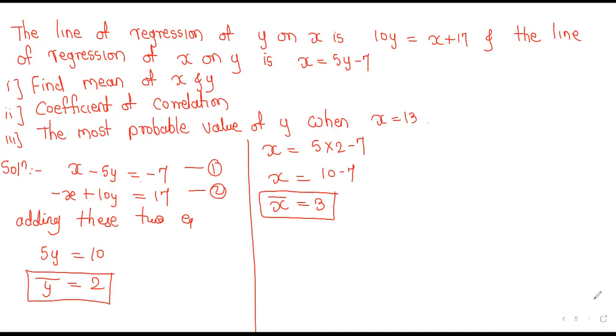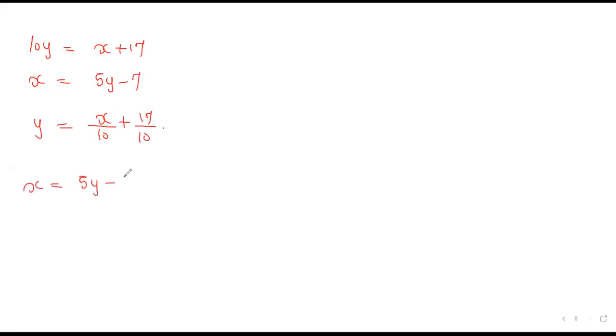सो byx इथे काय येणार आहे, नेक्स्ट पेज वरती घेऊ आपण. सो फर्स्ट इक्वेशन इज 10y is equal to x plus 17 and second is x is equal to 5y minus 7. So equation of lines of regression of y on x can be written as y is equal to x upon 10 plus 17 by 10. Now x is equal to 5y minus 7.